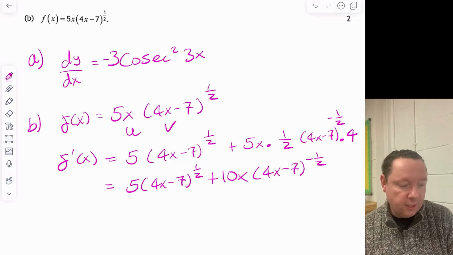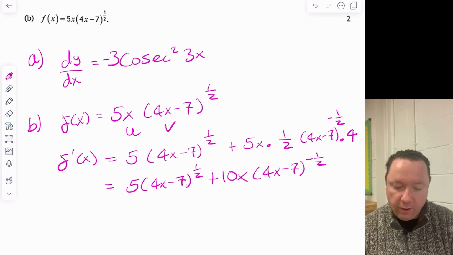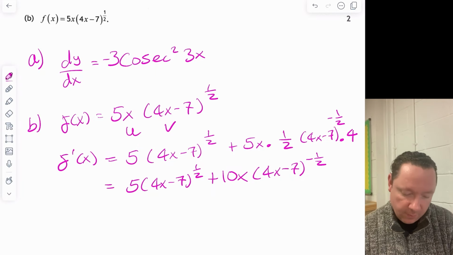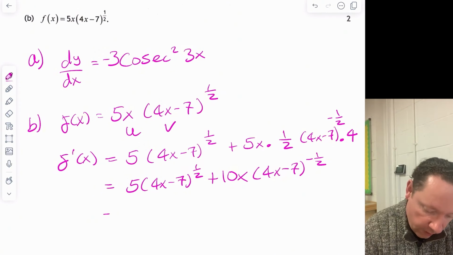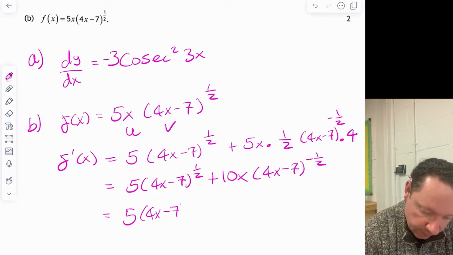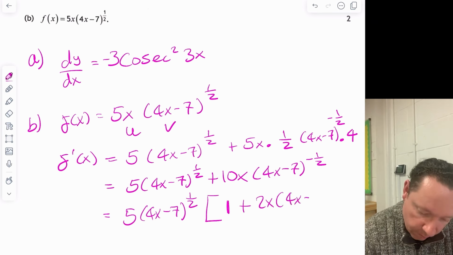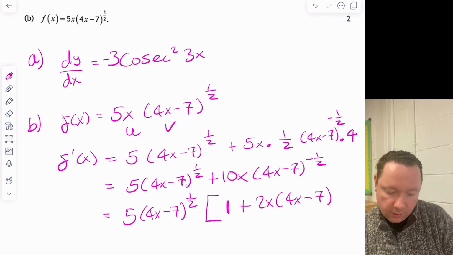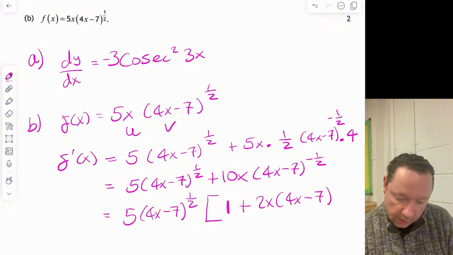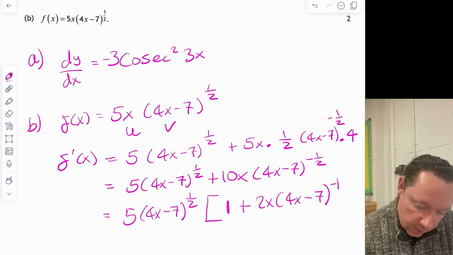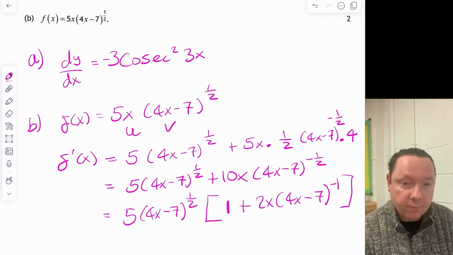You could probably go one step further and take 5, 4x minus 7 to the half out as a common factor. But you can end up with a messy thing in the middle. I'll show you what I mean. I could do 5, 4x minus 7 to the half, or even to the minus a half if you prefer. And that would give me just 1 plus 2x, and I would have 4x minus 7 still. And then I want to have a number which is minus 1. Half minus 1 is minus a half. So yeah, that's a little bit messy. So I think part B is fine.